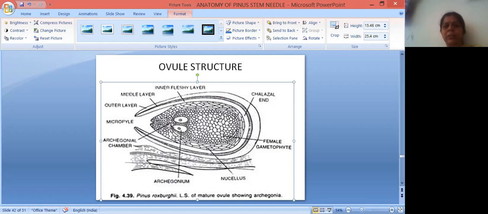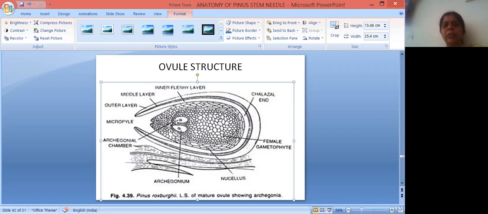Look at this. This is the micropyle, the opening pore for the entry of the pollen tube, and small pollen tubes are also visible in the ovule. There is some space, the pollen chamber, where pollen grains are dropped and take some rest, and this entire tissue is the nucellus tissue.